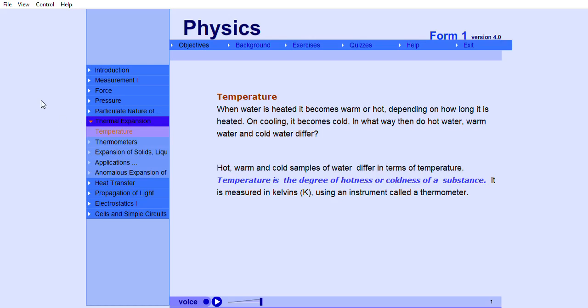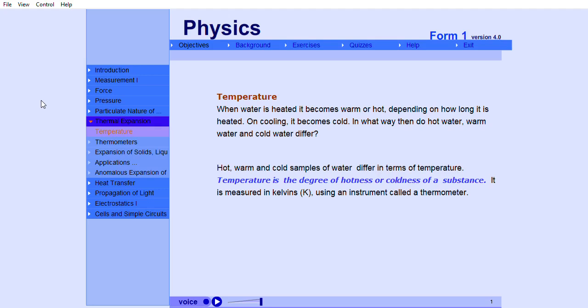Temperature. When water is heated, it becomes warm or hot depending on how long it is heated. On cooling, it becomes cold. In what way then do hot water, warm water, and cold water differ? Hot, warm, and cold samples of water differ in terms of temperature.